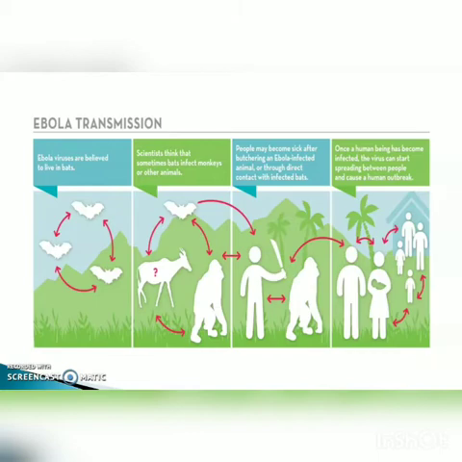So this is how Ebola is transmitted. It originates from bats, most likely, and possibly the bats can also infect other animals. Then when we humans eat the other animals, we are infected too, and then that human is going to infect other humans.